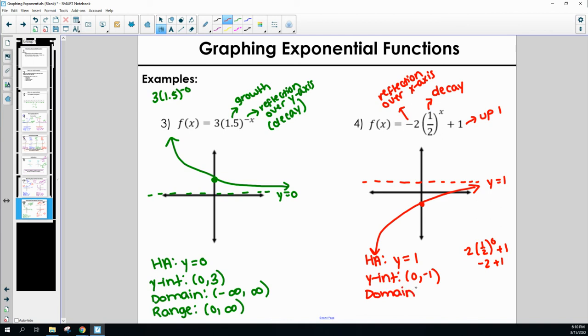So our domain, again, negative infinity to positive infinity, always the same. And our range will be negative infinity to 1, lowest y to highest y. And then let's just do our end behavior real quick. On this left end, x is approaching negative infinity, y is approaching negative infinity. On the right, x is approaching positive infinity, and y is approaching 1, which is our horizontal asymptote.